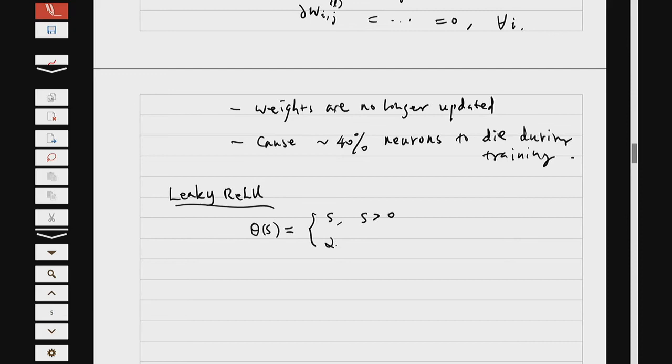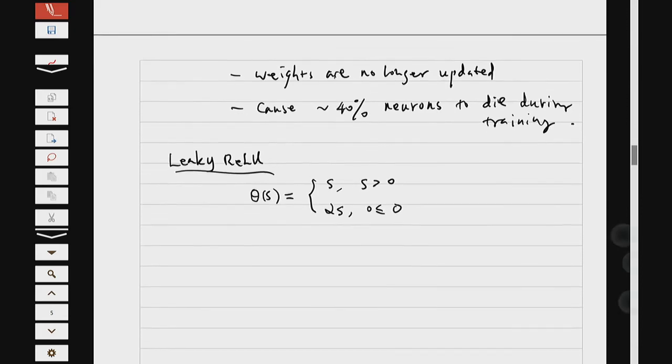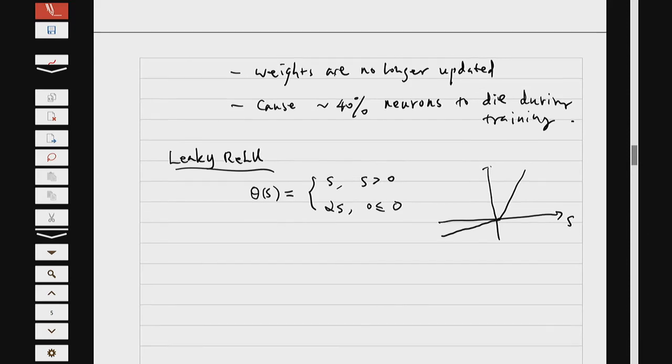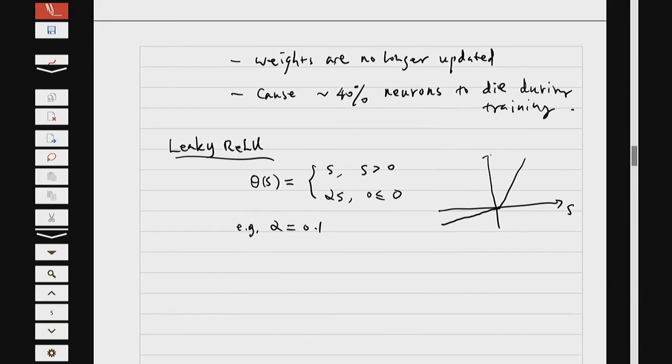But on the left-hand side, instead of setting it to 0, you set it to a small number. So on this side it's still the same, but at 0, you use a small slope like this. Still nonlinear, right? But then you don't kill the neuron when the input is negative. A common example would be alpha equal to 0.1. But this is not very popular because again, it requires more calculation.